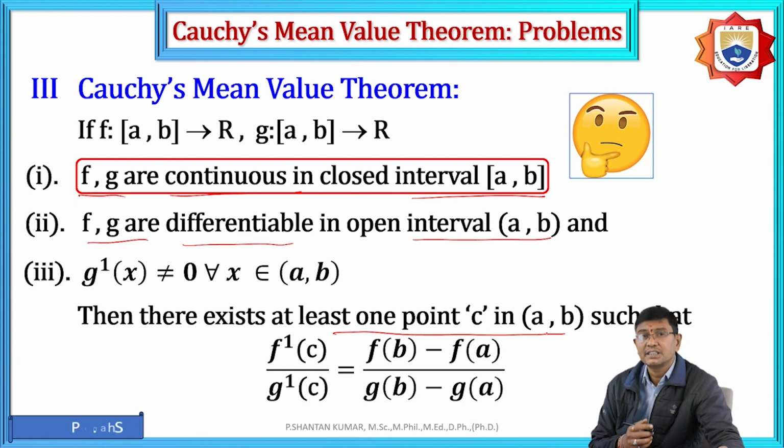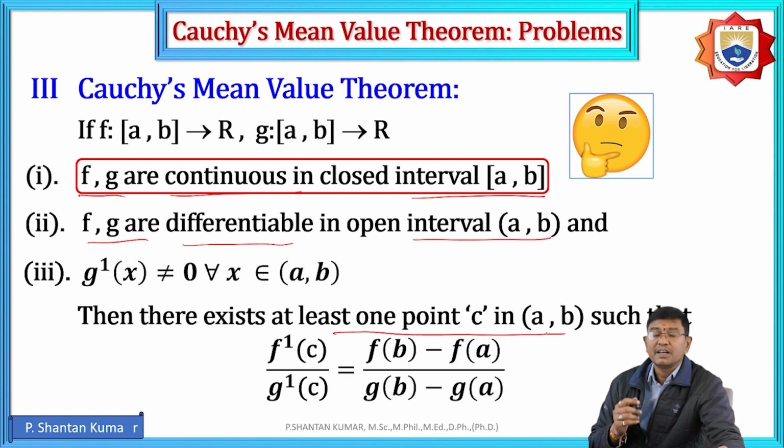Then there exists at least one point c belonging to (a, b) such that f dash of c by g dash of c is equal to f of b minus f of a by g of b minus g of a.